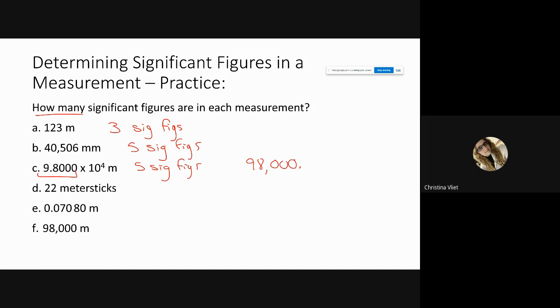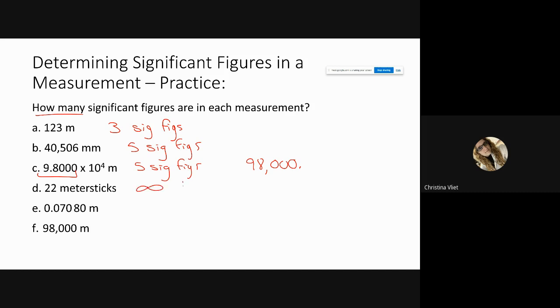D. 22 meter sticks. To give you context, I had this ready. This is a meter stick. If I gather 22 of these, I have 22 of these meter sticks. What is the amount of significant figures? Very good. Infinite. Because we counted to get the amount. We counted objects. We didn't measure a length, a mass, a volume. We just counted an amount of objects. The answer is infinity or unlimited.